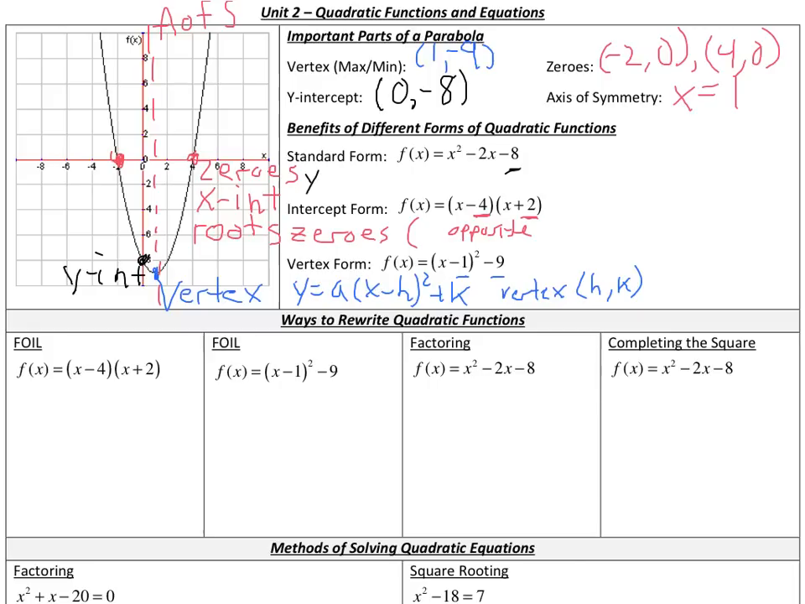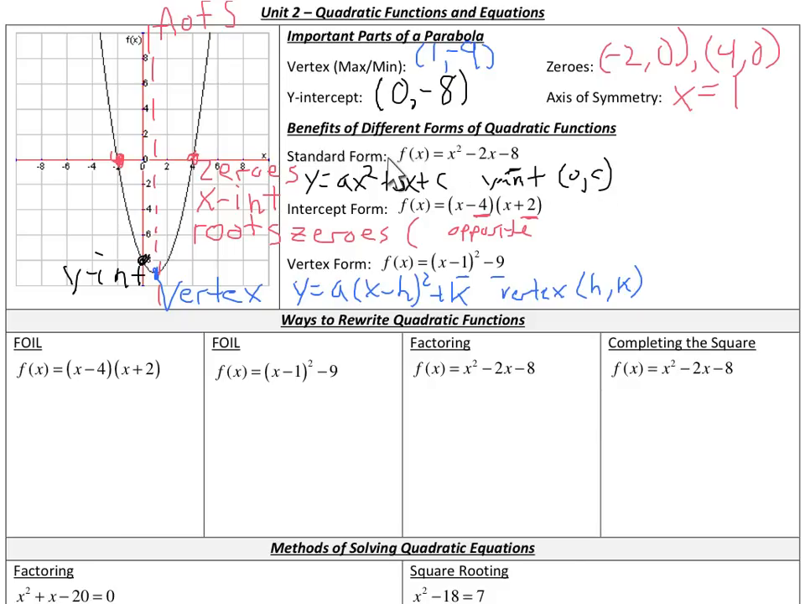Now, I want to write down what standard form looks like. You guys have seen this in Algebra 1. Go ahead and write this down. Hopefully you remember the ABCs. A is your x squared, B is your x, and C is a number by itself. But standard form will give you your y-intercept. And your y-intercept is always going to be (0, C). The C value is your y-intercept. So that value, the C, is always going to be your y-intercept.